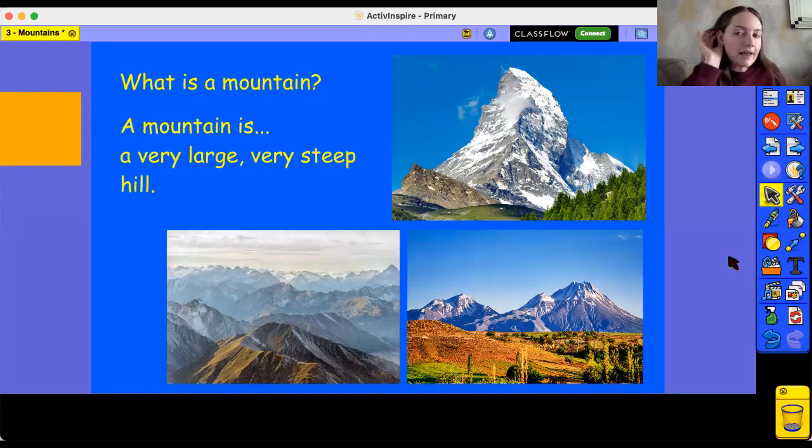What is it? A mountain. Fantastic. And what's a mountain? Tell somebody in the room. A very large, very steep hill. Well done. You can see it's a bit of land that comes out from the rest of the land. It's much taller, it's much higher, it's much larger and steeper. It's a very large, very steep hill.